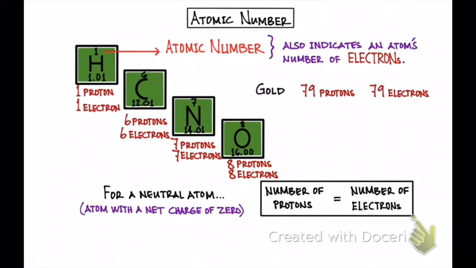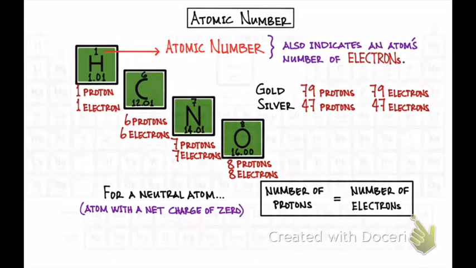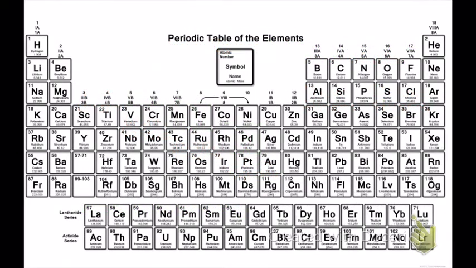So looking at gold, it has 79 protons, therefore it will have 79 electrons. Silver has 47 protons, and so it will also have 47 electrons. So this is what a periodic table looks like, and there are currently 118 known elements in the periodic table.